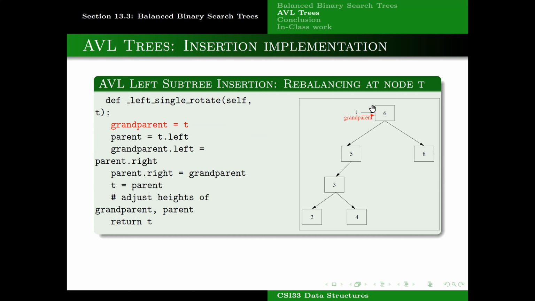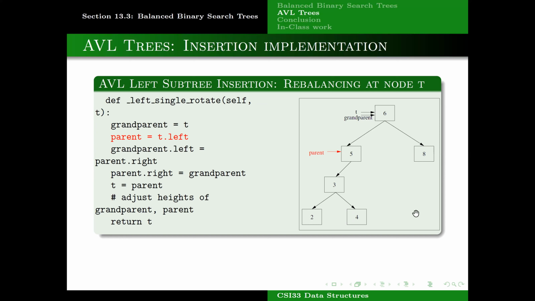So 5 will become the root. 6 will become its right child. And since we don't have children here, nothing will be rewired in terms of the children. But watch how it happens. So the parent is equal to T left. That's the parent. And now we say the grandparent left. So this is the link we are talking about, is now equal to the parent right.